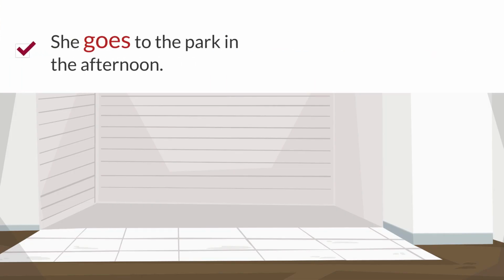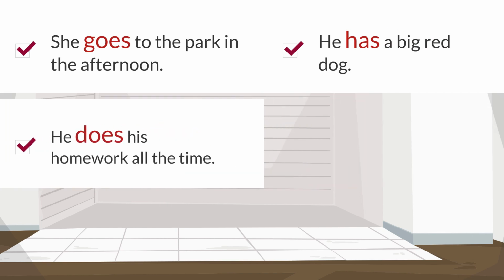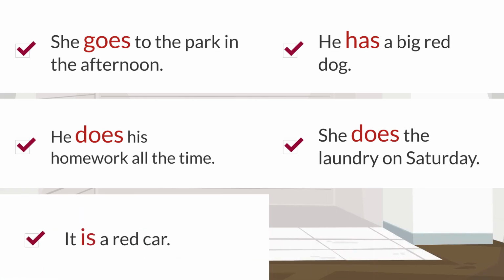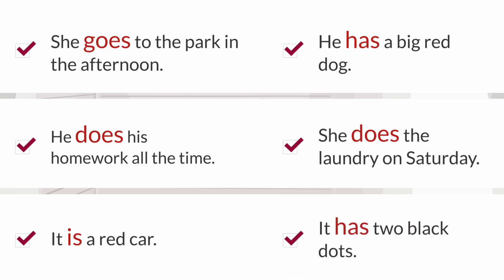She goes to the park in the afternoon. He has a big red dog. He does his homework all the time. She does the laundry on Saturdays. It is a red car. It has 2 black dots.